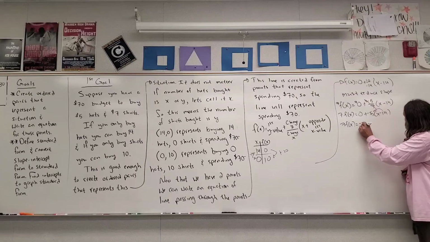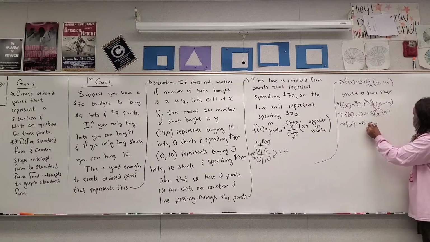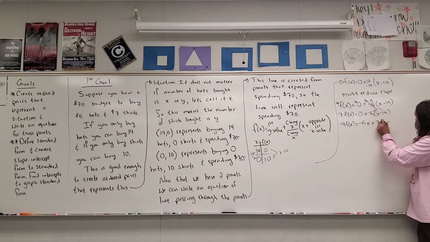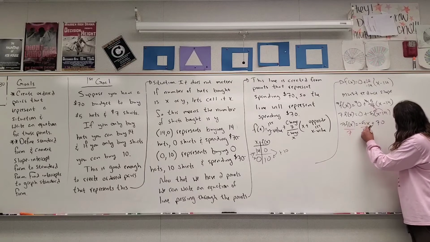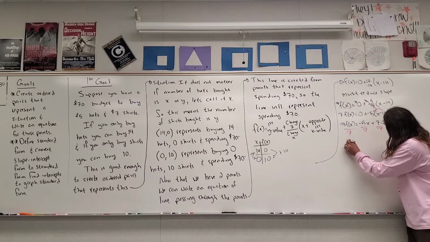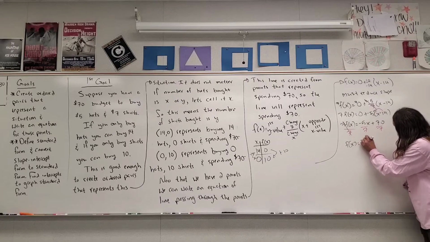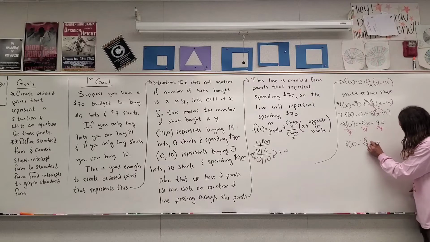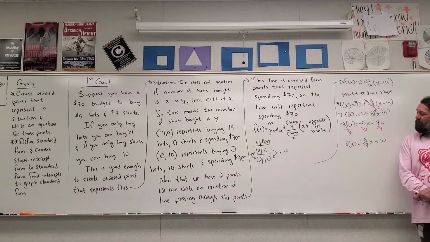Negative 5 times x is negative 5x. And let's see here. Negative 5 times negative 14, that's going to get us to positive 70. Alright, so let's go ahead and divide back through by that 7 and get our equation in slope-intercept form. So we're going to get f of x, because those cancel out, is equal to negative 5 over 7 x plus 10.